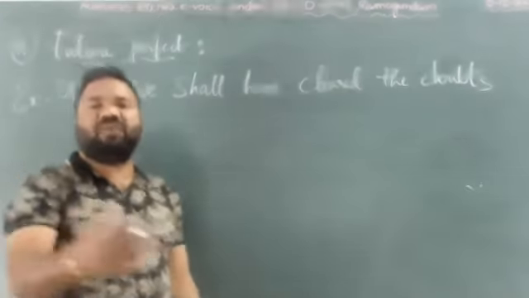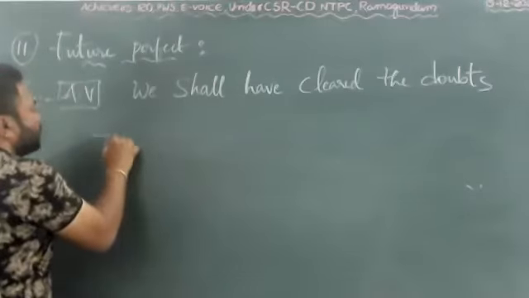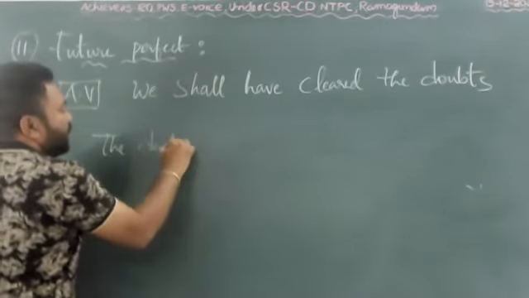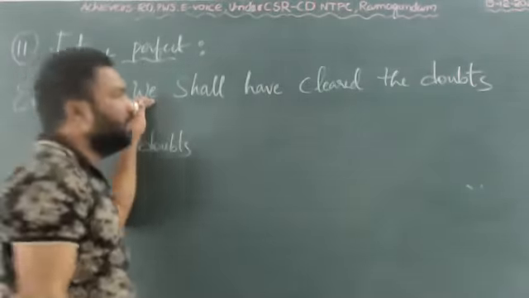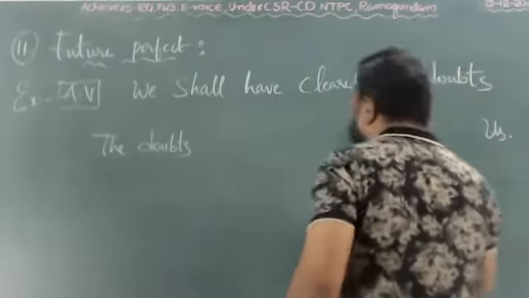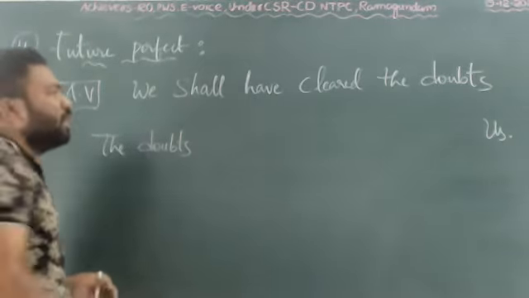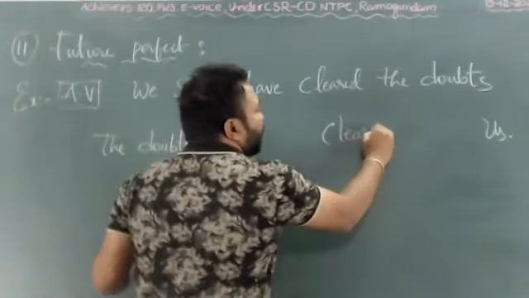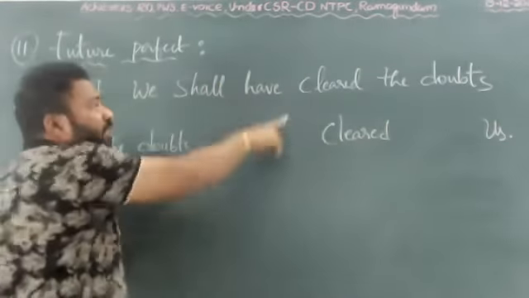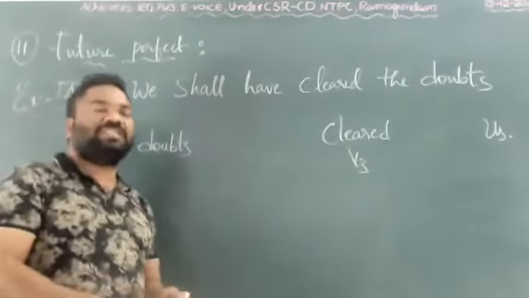So same we have to apply here. Subject to object and object to subject. The doubts, okay, and we become us. No doubt, subject to object and object to subject. Next, same, which is V3, and obviously in the perfect forms we do find V3 words again.